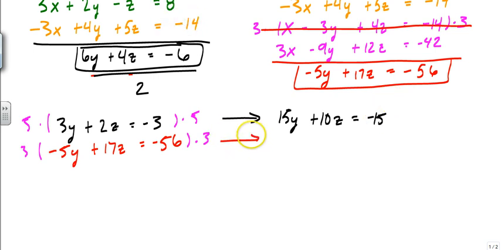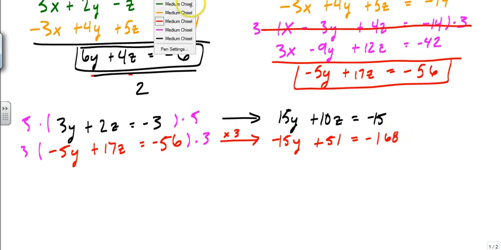And then I'm multiplying this one times 3. So 3 times negative 5 is negative 15y. 27 times 3 is positive 51. And then 56 times 3 is negative 168. Alright, so now I'm solving for these.